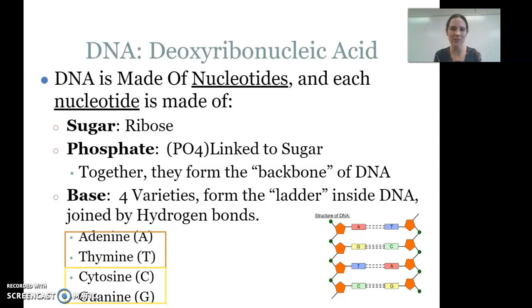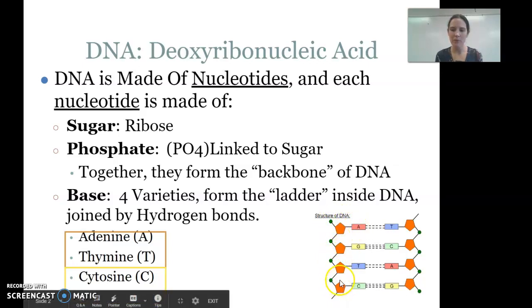So DNA stands for deoxyribonucleic acid, and the name DNA tells you what it's made of. DNA is made of nucleotides, and each nucleotide is made of three pieces. A sugar, ribose, so we've got deoxyribo, a phosphate, which is the chemical formula PO4, and that is linked to the sugar to form the backbone of DNA. By backbone, I'm looking at right here. Phosphate is this little green dot in my diagram. Sugar is this 5-point carbon sugar right here. So these two make the backbone of DNA.